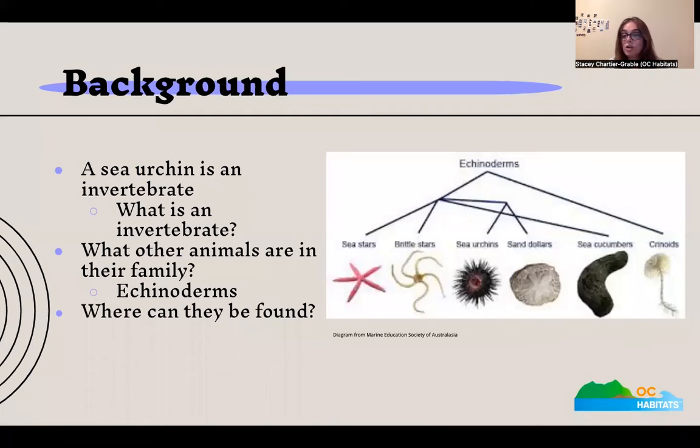They can be found all over the world. There are over 900 species worldwide, and they are primarily found in the intertidal zone of beaches in the ocean. So the intertidal zone is going to be the area of beach where when the tide is high, it is completely submerged, whereas when the tide is low, it's completely exposed. So that lower portion of the beach, things like tide pools, those are considered in the intertidal zone. That is the intertidal zone.